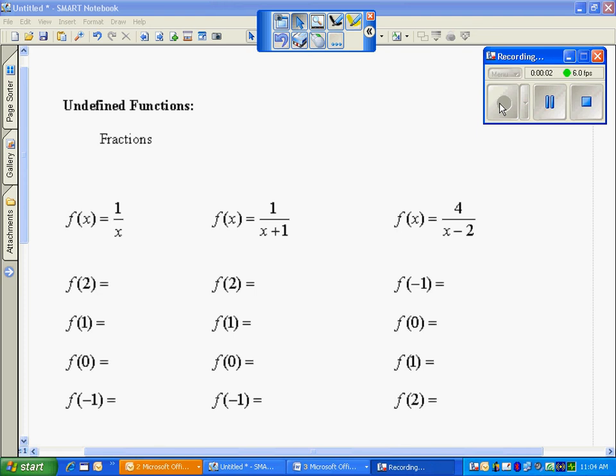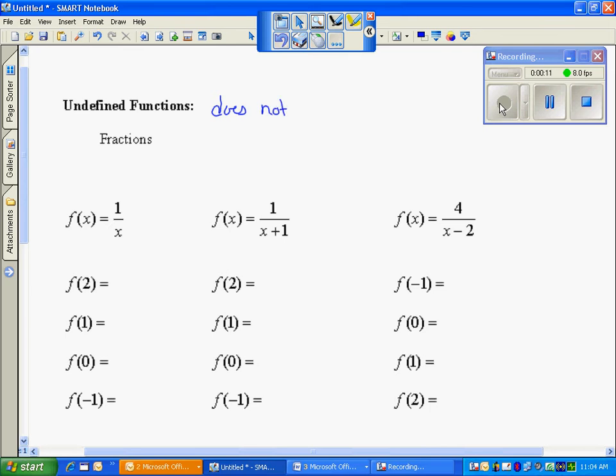We have some functions that are undefined at particular locations. And when we say undefined, there is no value. Sometimes we say does not exist, abbreviated DNE. These happen a lot with fractions. So let's just recall a little bit about fractions.